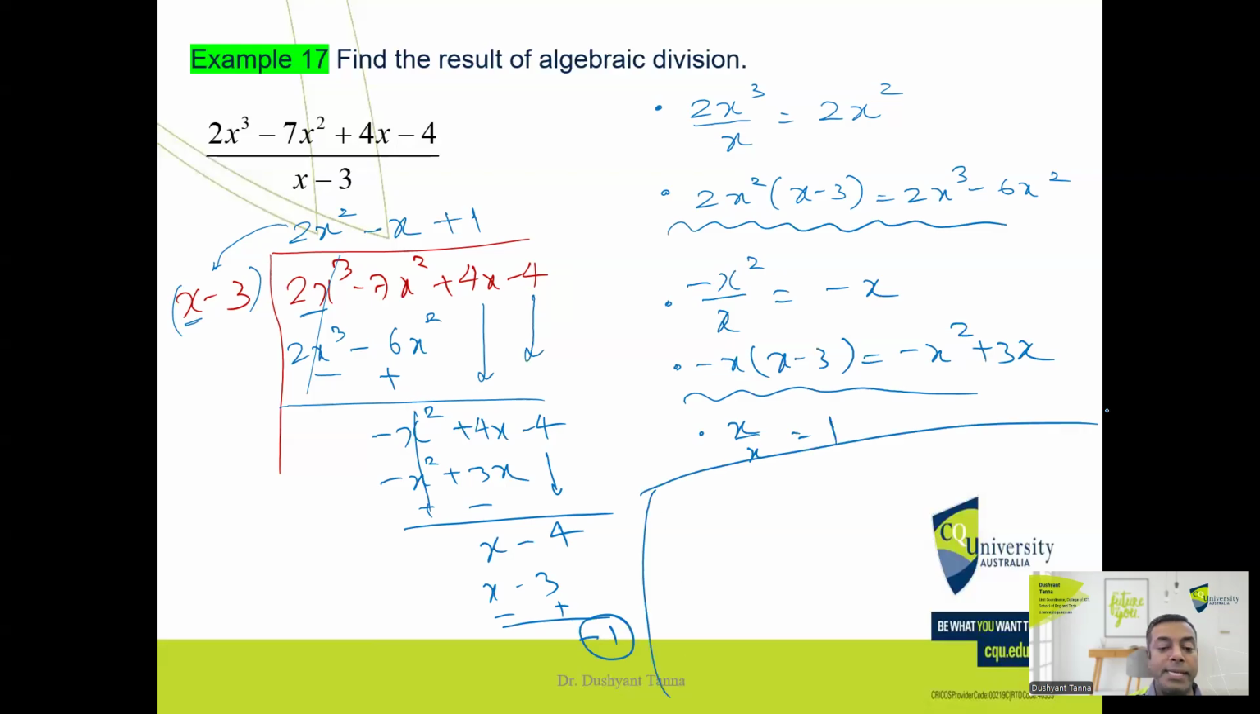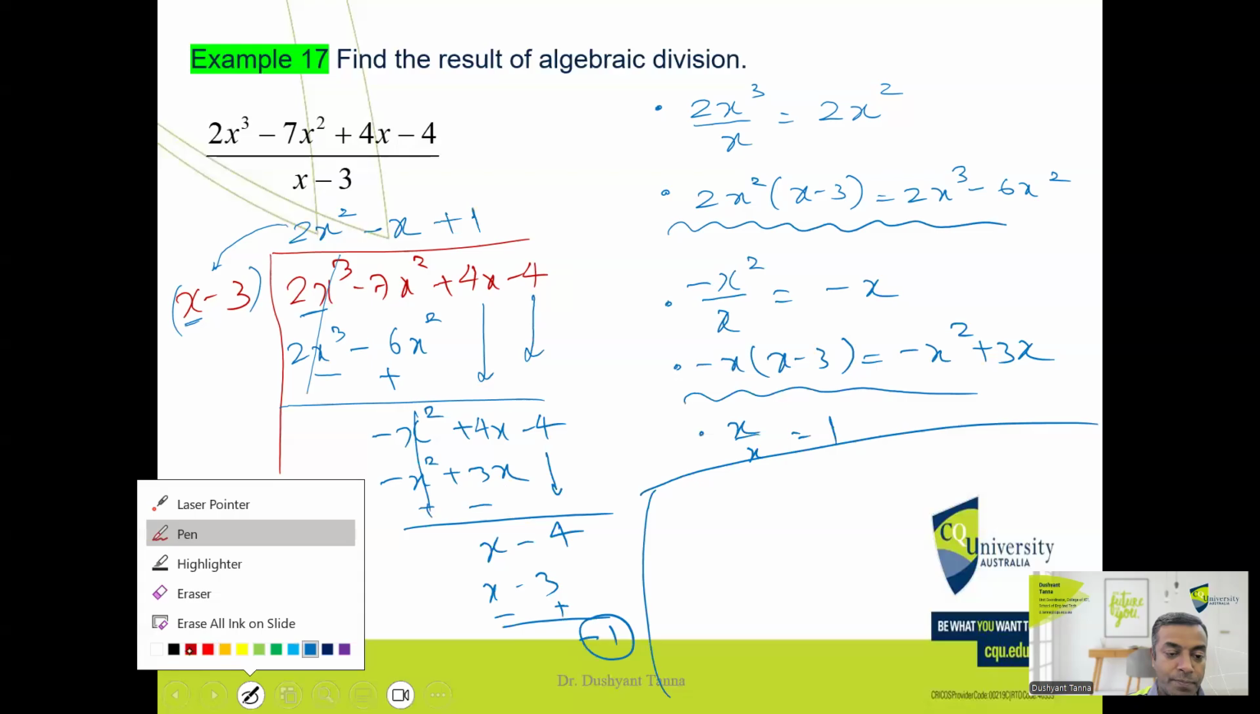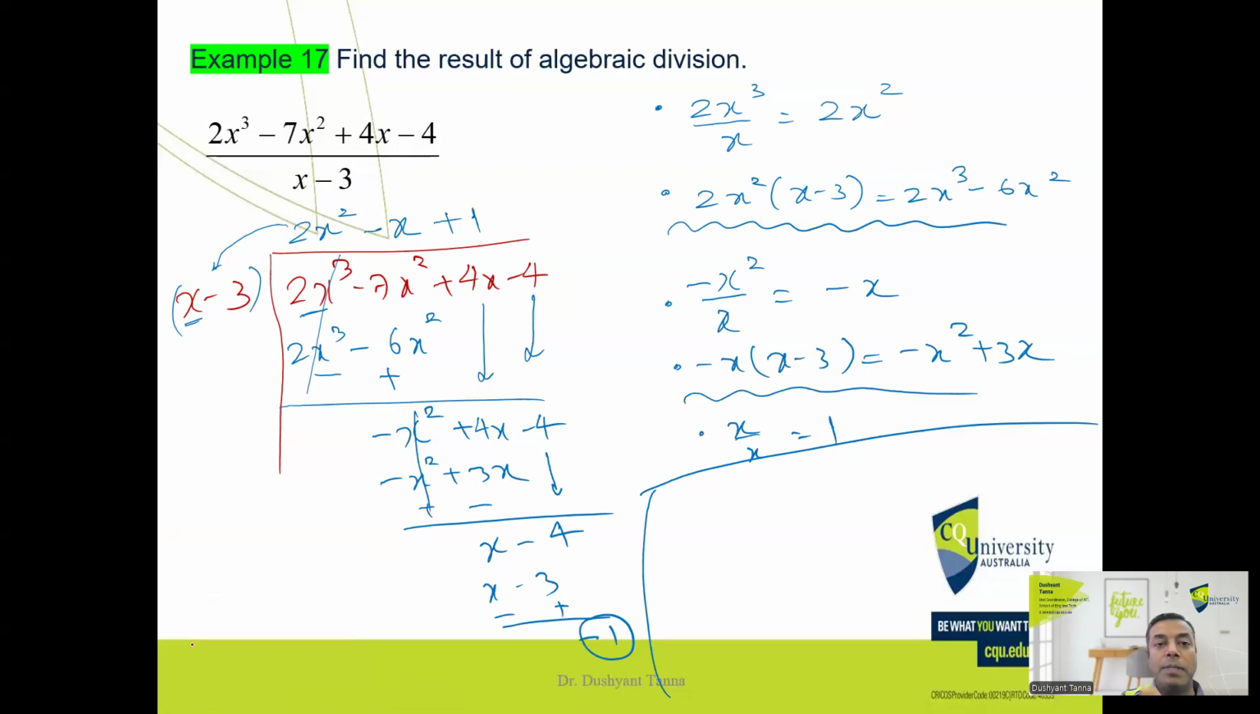So what it means is this one can be written as 2x squared minus x plus 1 minus 1 over x minus 3. Quotient, divisor goes down, remainder goes up. Remainder is minus 1. Okay.